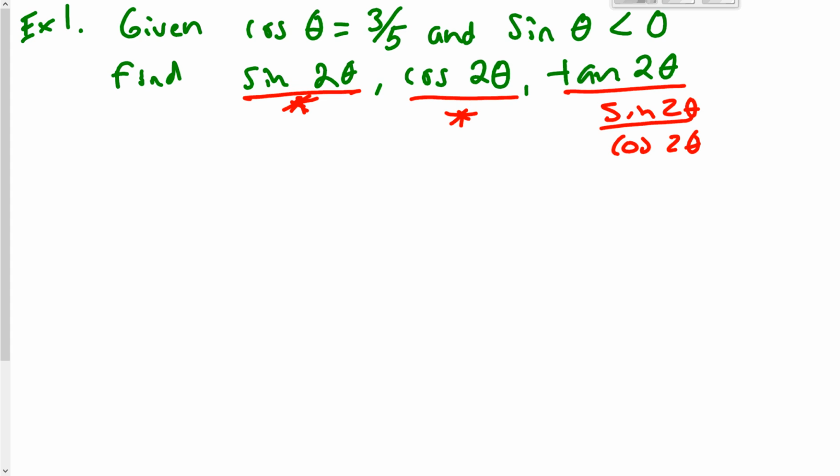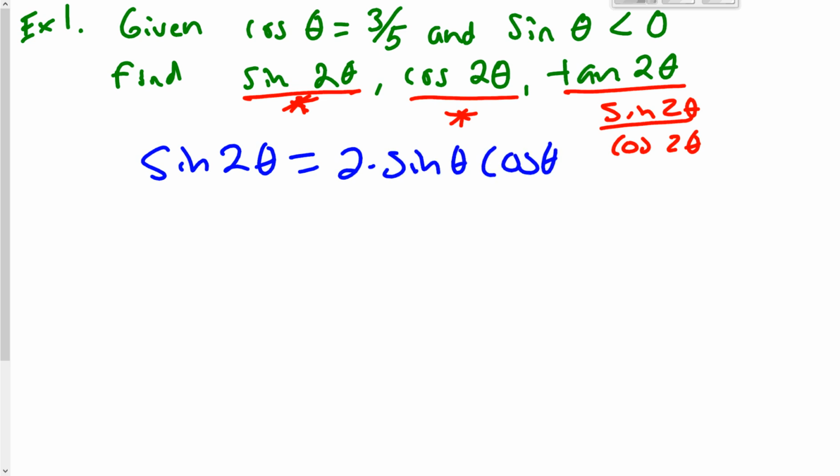Okay, so first we can find sine of 2A. So sine of 2 theta, because our angle is just theta, is 2 times sine of theta cosine of theta. So in order to use this formula, we first have to find cosine, which we do know, right? Cosine of theta is given to us as 3/5. Now we have to find sine of theta.